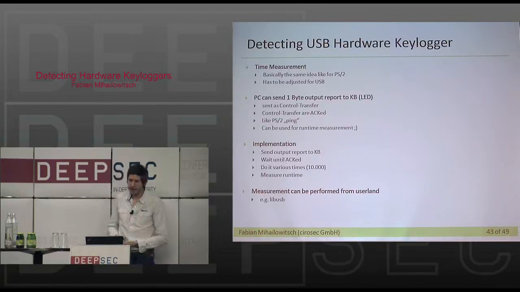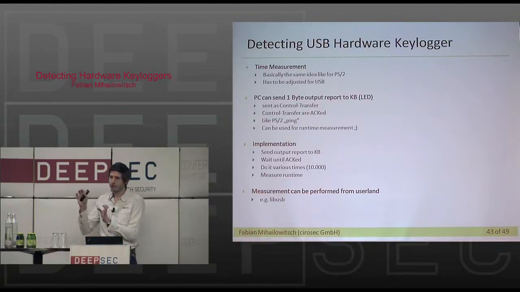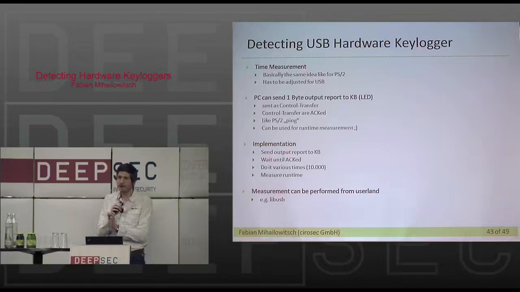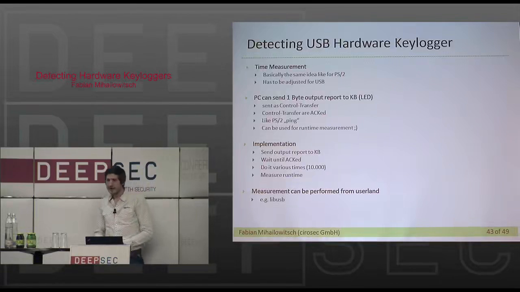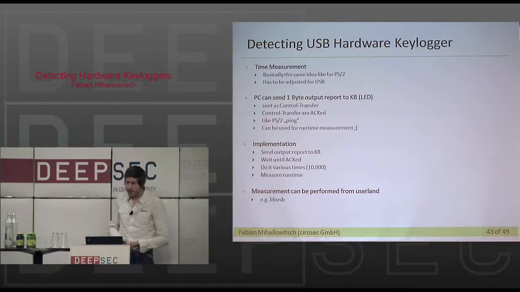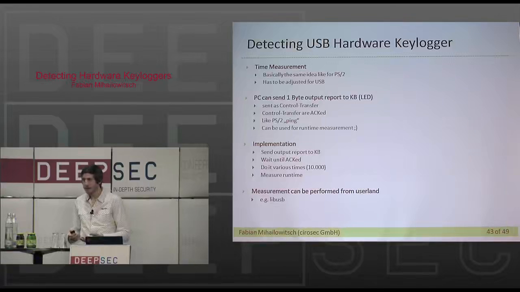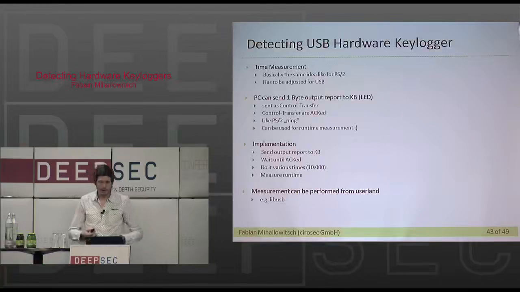But the cool thing is, I said the 1-byte output report the computer sends to the keyboard is sent as a control transfer, and control transfers are acknowledged in both directions. That means we can send data that is acknowledged, which is basically like a ping again, which we can use. And so we can apply the piece 2 techniques to USB as well. The implementation basically looks like this: send an output report to the keyboard, wait until it's acknowledged, do that various times like we did for piece 2, and just measure the runtime of it, and we are fine.